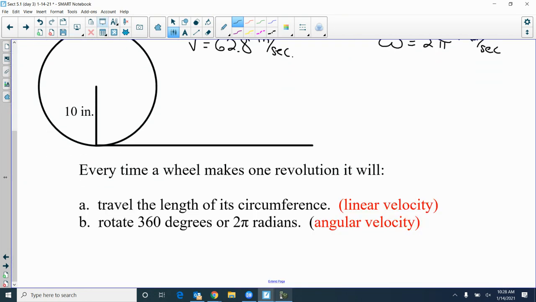And this is just kind of important to remember. Every time a wheel or a pulley, that's a commonly used object in this unit, makes one revolution, it will travel the length of its circumference, linearly. So that would be its circumference, which corresponds to the linear velocity. And it will rotate 360 degrees or 2 pi radians, which will be the angular velocity. So you get two things going on. You got a linear velocity, you got an angular velocity.